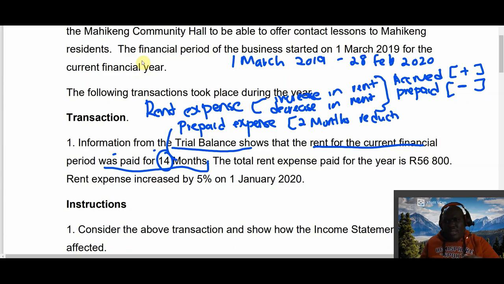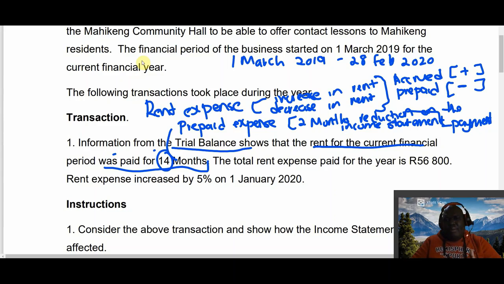reduction on the income statement. So there must be a 2 month reduction. And then remember that you are relating this to the payment, meaning you will reduce the payment that is made on a monthly basis. So you're going to subtract the payments of 2 months from the actual total that you are given, because it is prepaid.